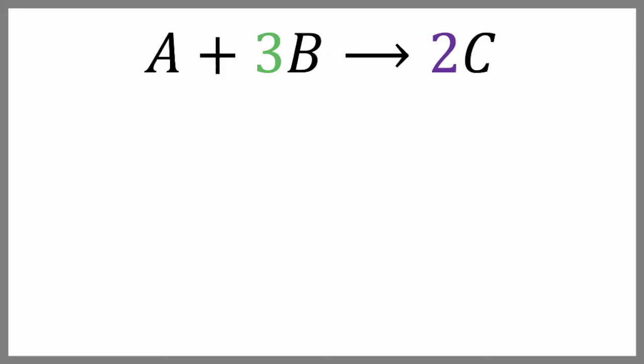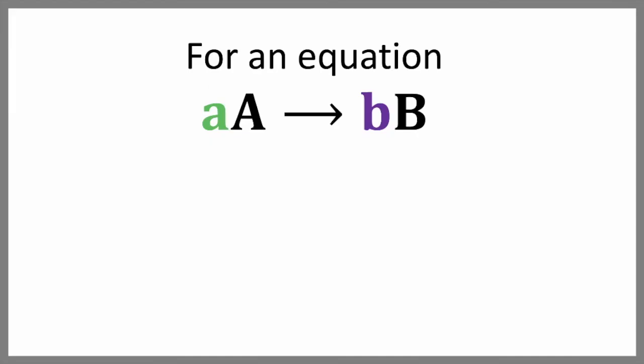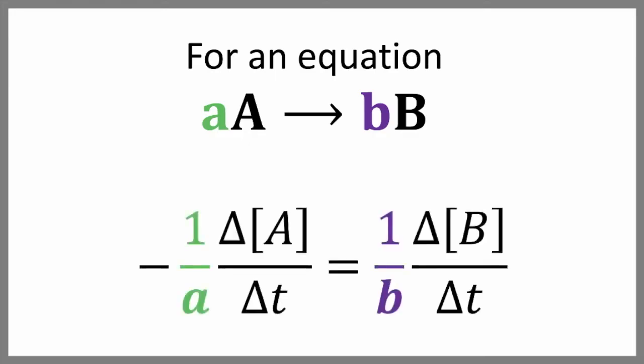To relate these to each other, we can divide each change in concentration for a species by its coefficient like this. Or more generally, for an equation where the coefficients are little a and little b, and our species are big A and big B, we can relate the rates to each other like this.